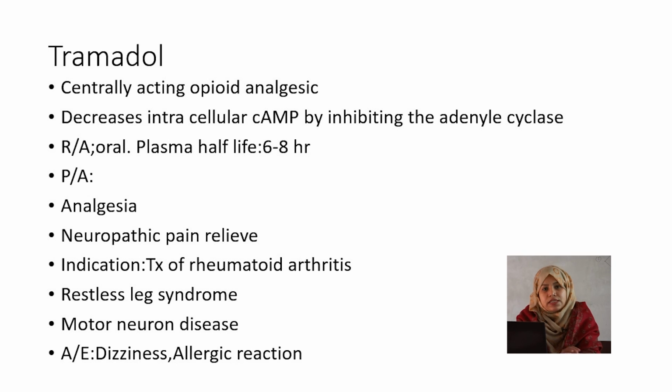Now, tramadol, it is an important analgesic. It is a centrally acting opioid analgesic. Tramadol comes as a short note in the written examination, so you have to memorize some points. It decreases intracellular cyclic AMP by inhibiting adenylate cyclase. Route of administration, plasma half-life is 6 to 8 hours, and indications are treatment of rheumatoid arthritis, restless leg syndrome, motor neuron disease, neuropathic pain, and allergic reaction and dizziness are the adverse effects of morphine.